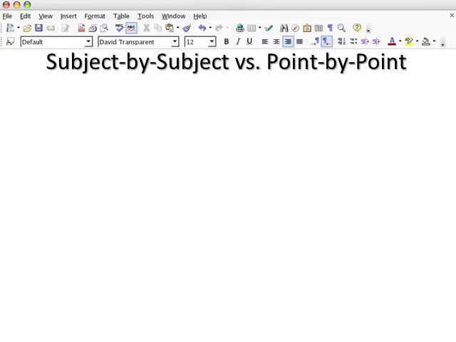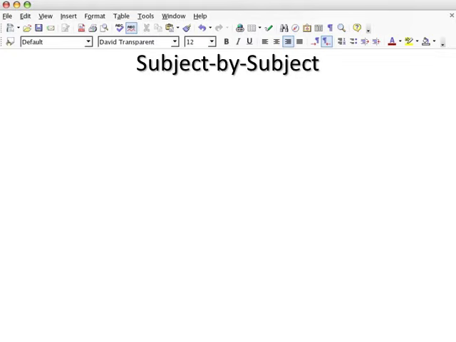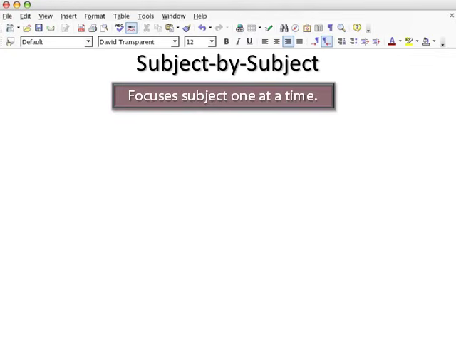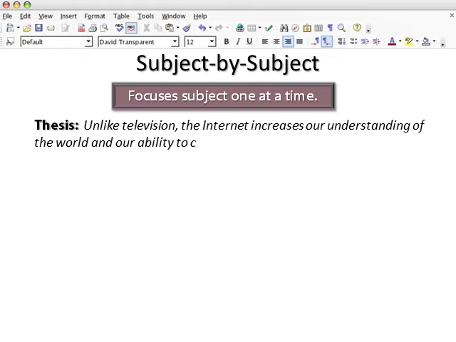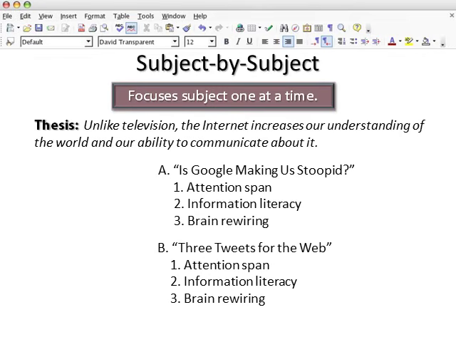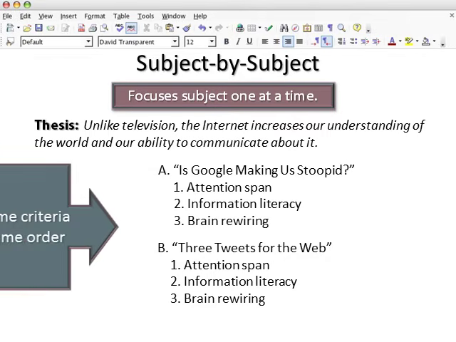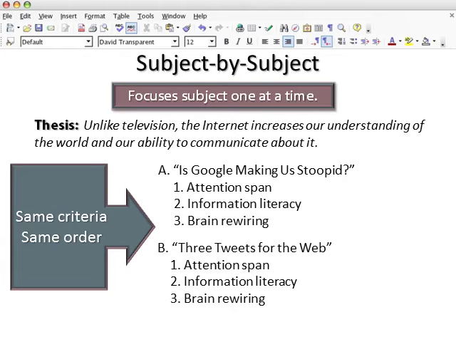You find these fair play rules at work in the two arrangements most often used in compare-contrast essays, the subject-by-subject pattern and the point-by-point pattern. The subject-by-subject pattern focuses on each subject, one at a time. For example, after an introduction paragraph that provides the thesis of the comparison, the two essays are discussed separately. Note that the same criteria are used for each essay in the same order.